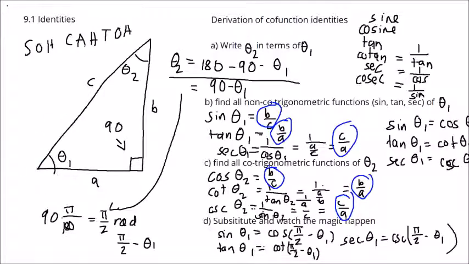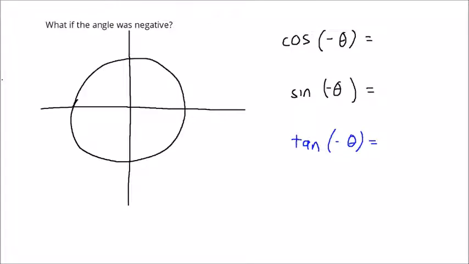Next slide. We have another type of identity, which is the negative identity. So what if the angle was negative in the function? I have this circle right here, and if you remember, this is called the unit circle. It's just a circle, right? I didn't say that it's a unit circle yet, but I could say that it's a unit circle just by putting the 1 right there. So what's the cosine of negative theta? If the angle was negative, what is the action that's done on it?